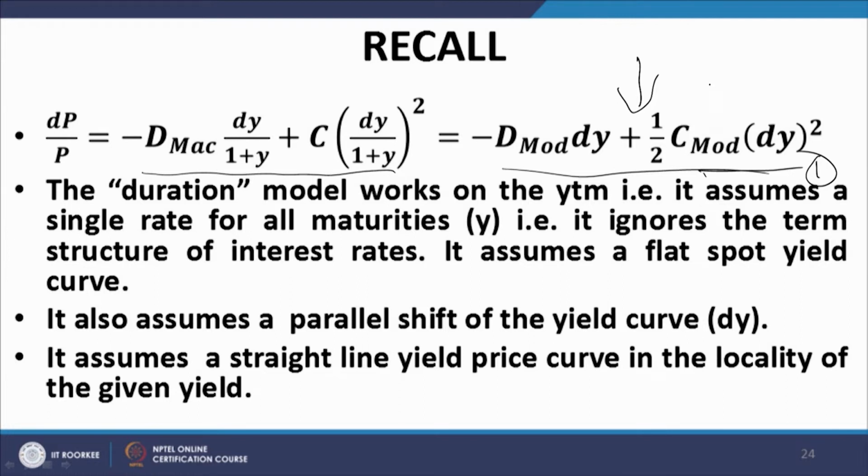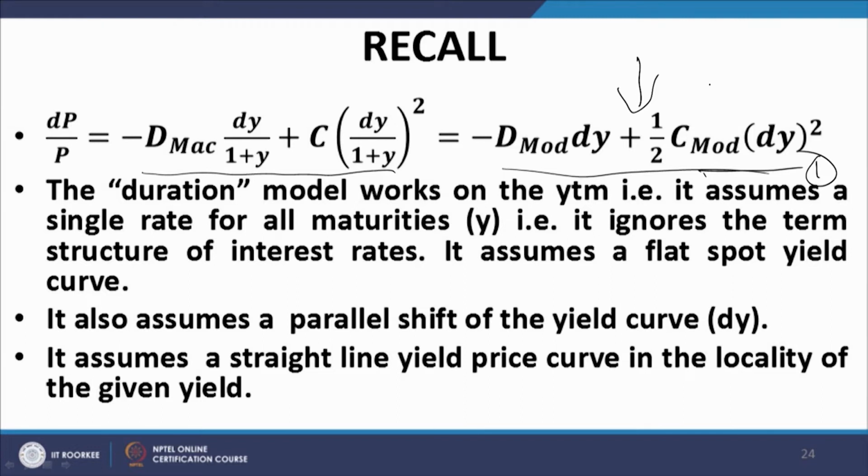Now, the duration model works on the YTM, that is, it assumes a single rate for all maturities. Why? Because it ignores the term structure of interest rates, it assumes a flat spot rate curve. I have already explained this point a number of times.